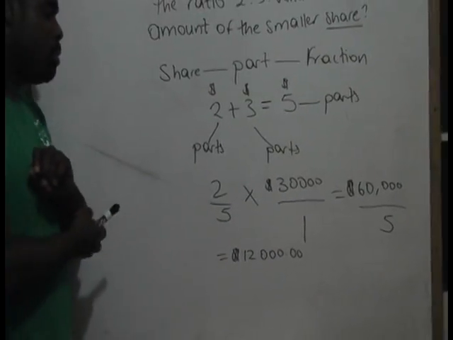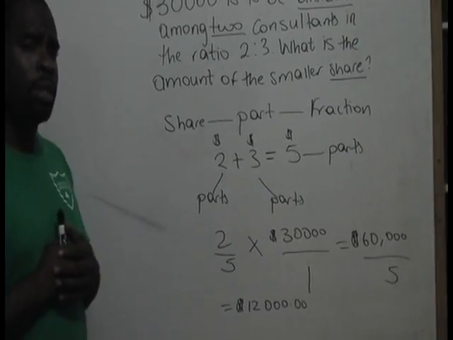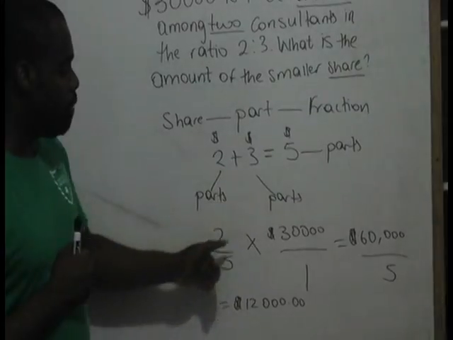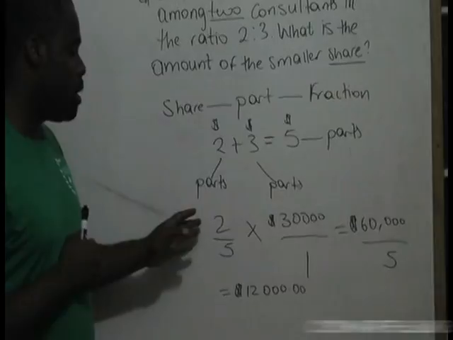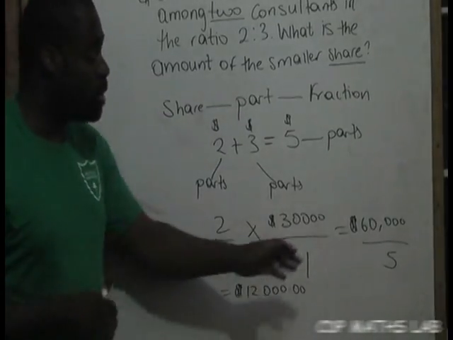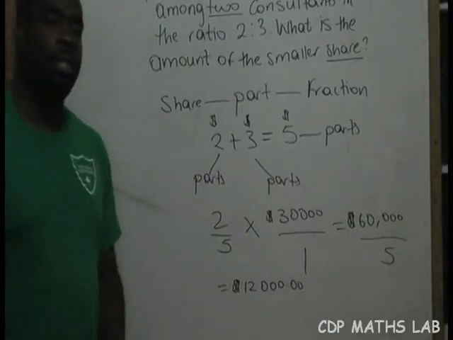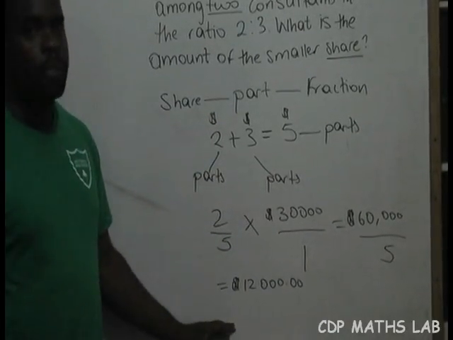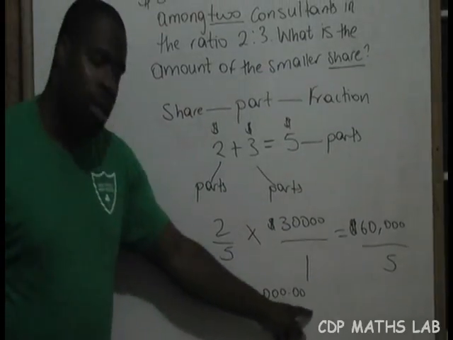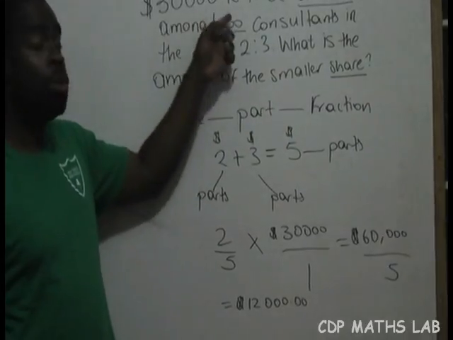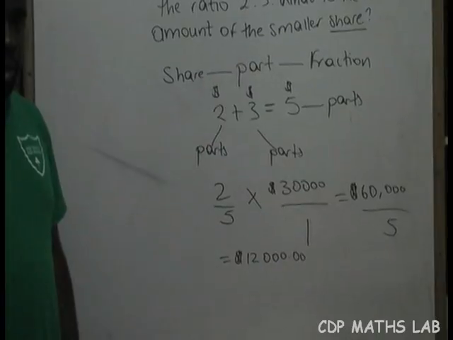Now let's note something. The larger share would be what then? The larger share would be 3/5 of $30,000, and then it would be 3 times 30, which is $90,000, and then you would say 5 into $90,000 would give what? $18,000. And of course you know that you could easily subtract this amount from the whole and you'll get the remainder, which is $18,000.